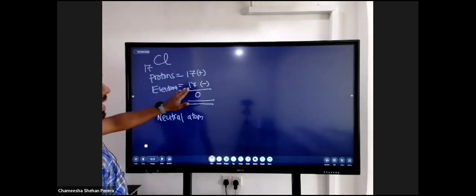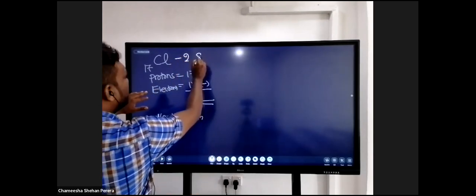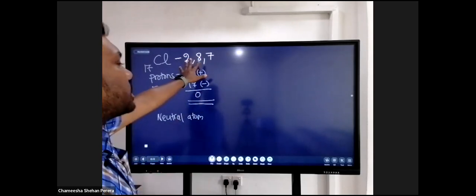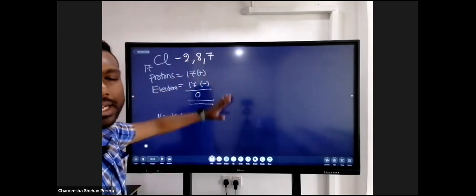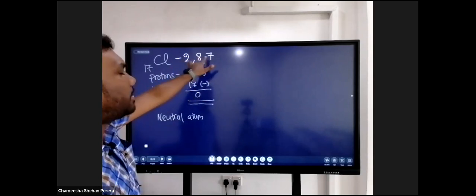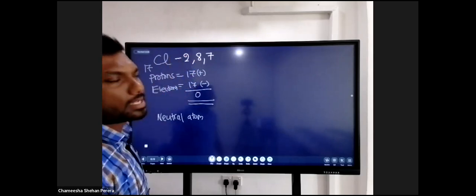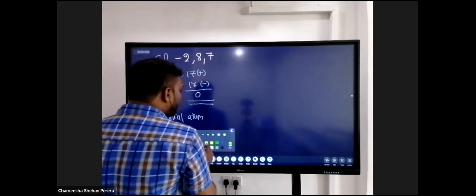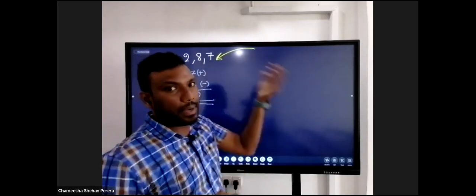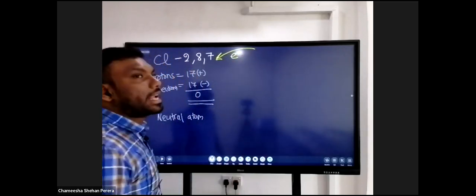And electrons 17. We will see these electrons are distributed like this, 2, 8, 7. You don't have to worry about how the electrons are distributed. I will teach you how that is written, right? Just remember 2 and 8 is 10, 10 plus 7 is 17. This is the number of electrons this atom has. So now we are going to talk about what if this atom accepts an electron. What if an atom gives up electrons? Now we are going to talk about how it will be if it accepts an electron, right?